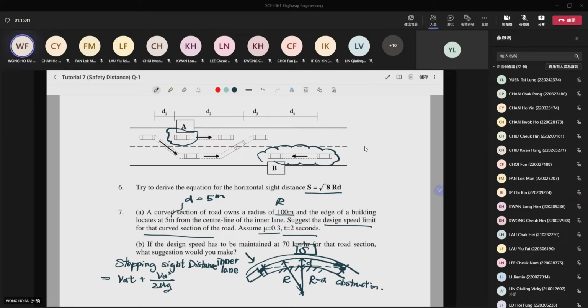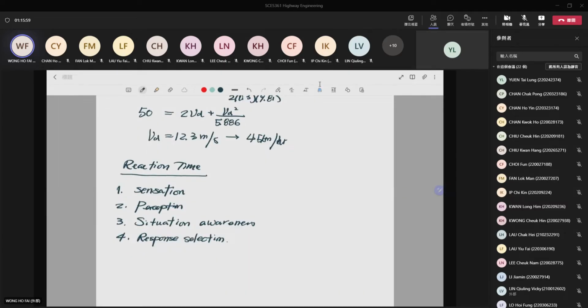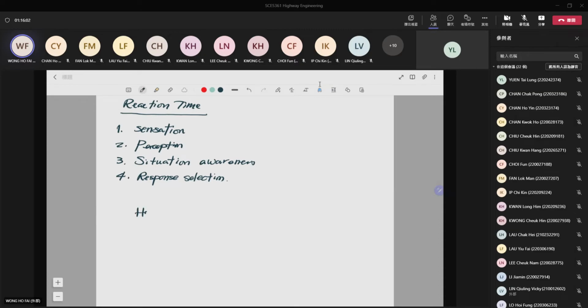Okay, so for this one, it should be quite direct for you to find the answer, because the two should be the same, right? So when finding this, we just make sure that they are the same. So you will have your horizontal sight distance, which is S, equal to your stopping sight distance.